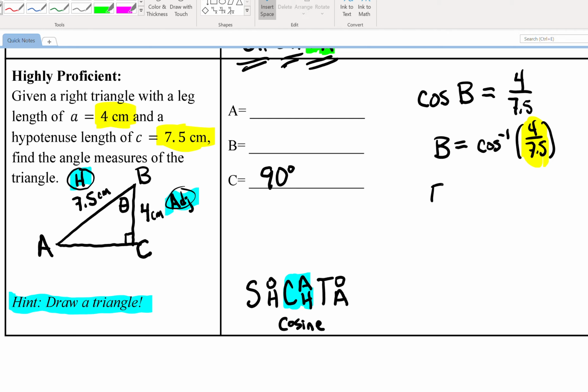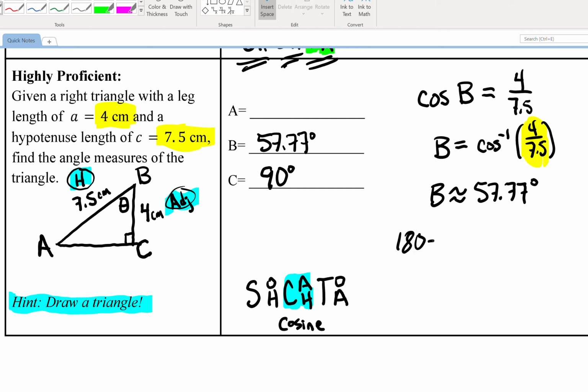Beta is approximately equal to 57.77 degrees. This is 57.77 degrees. Yep. And then, sorry, put it in the wrong spot. 57.77 degrees. A then is just using the triangle sum theorem.